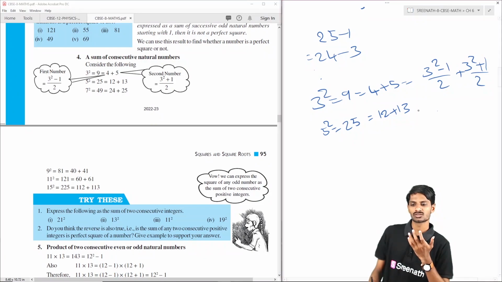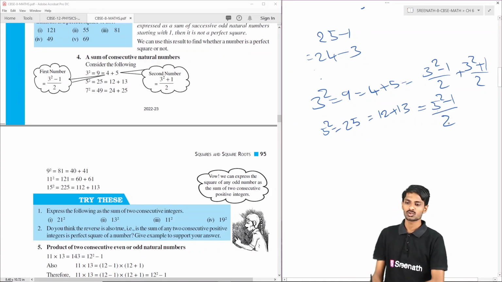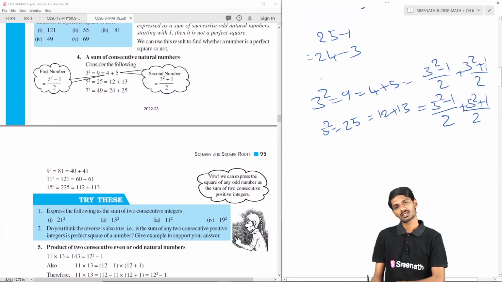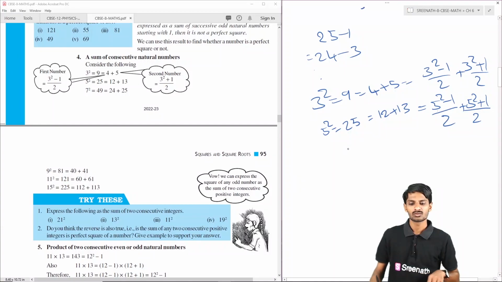Here, if you want to get 12, that is (5 square minus 1) by 2. 5 square is 25, and minus 1 is 24. 24 by 2 is 12, and (5 square plus 1) by 2, that is 25 plus 1 is 26. 26 by 2 is 13. Like that we can get, students.